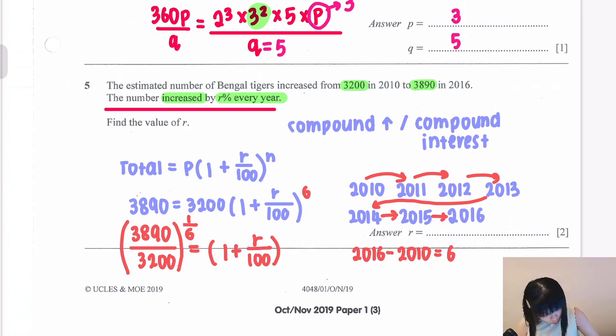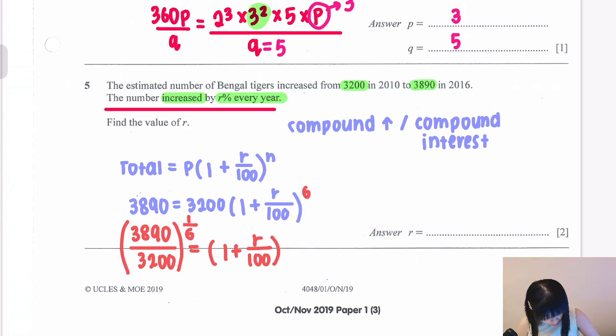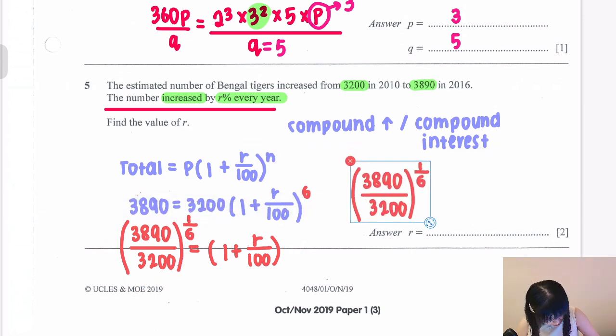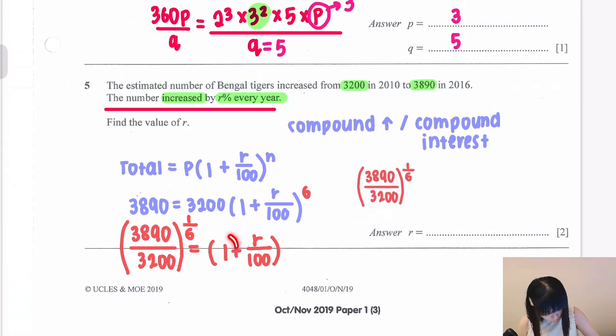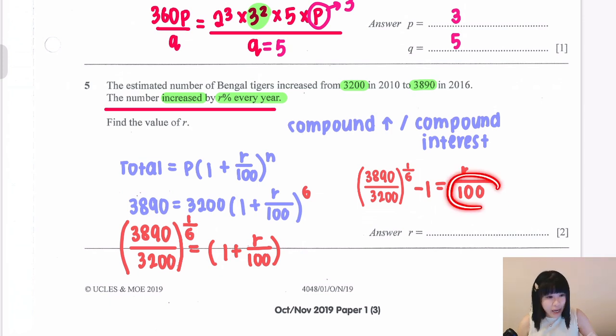So now what happened? I don't have to key in the calculator yet, because that's not my final answer. What I'm going to do next is bring over the 1. If I bring over the 1, I'm going to minus 1, and I'm left with R over 100. Now the last step is to get rid of the divide 100. Opposite of divide 100 is times 100.